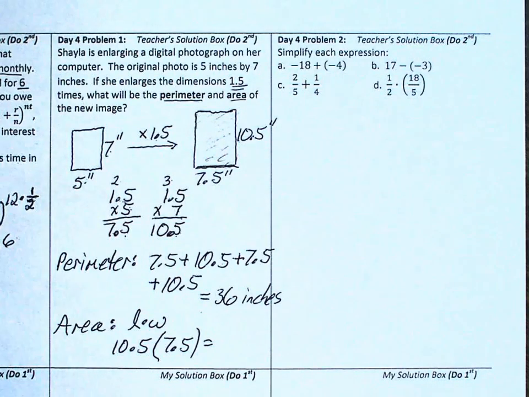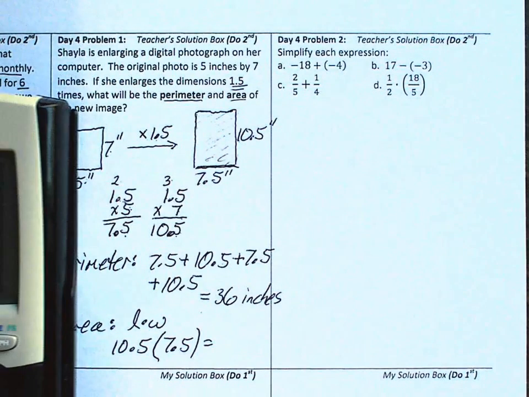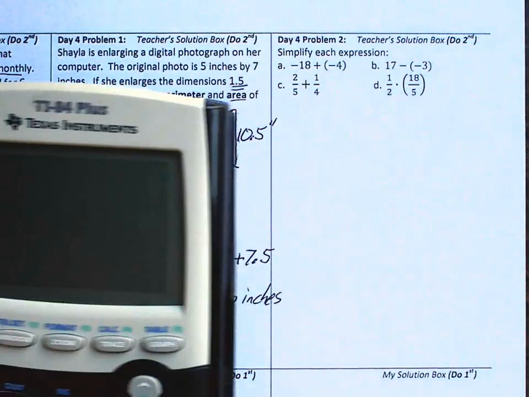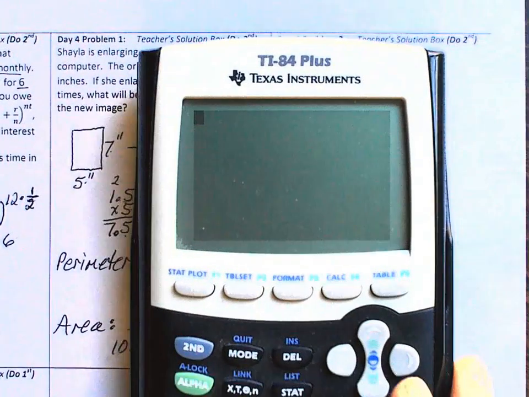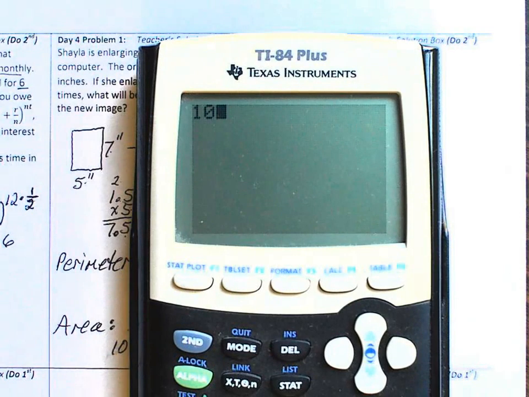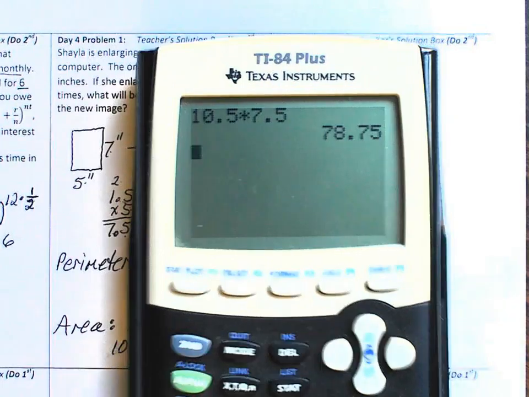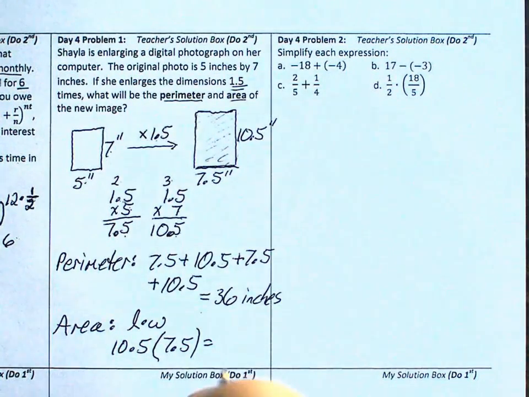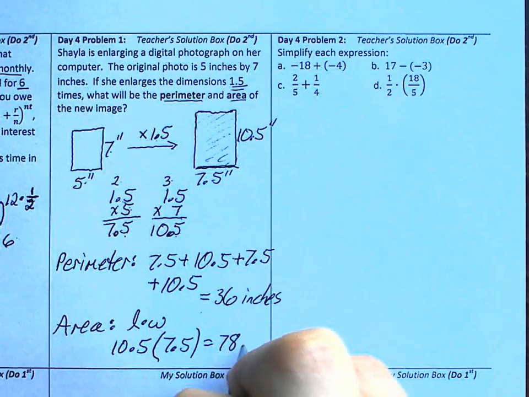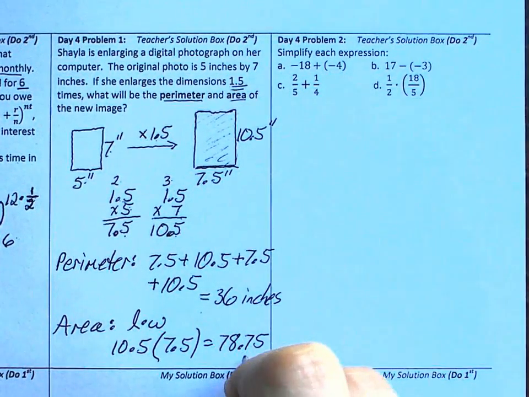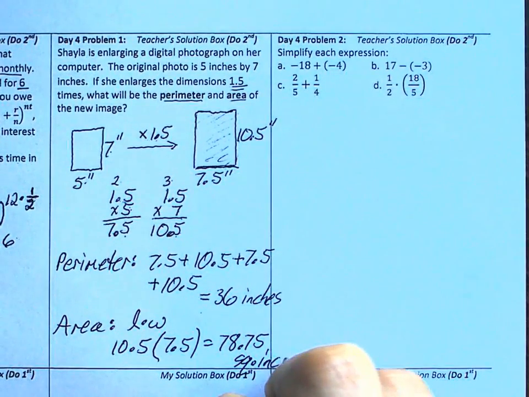So let's grab a calculator and find that value, 10.5 times 7.5. Enter. 78.75. And area is measured in square inches.